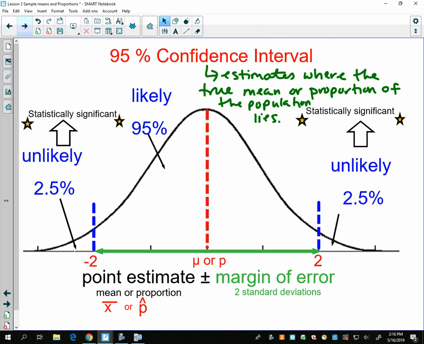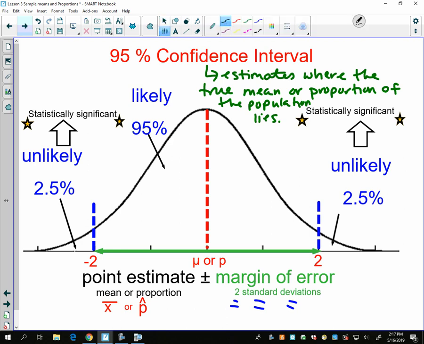Now, the margin of error in this course is always going to be 2 standard deviations. So whenever we see the word margin of error, that's 2 standard deviations. Now, that makes sense, margin of error. You're comfortable with the margin of error of 2 standard deviations to say, if it happens in here, it's likely. If it happens in the tails outside of 2 standard deviations, it's unlikely. And then we're going to make decisions.